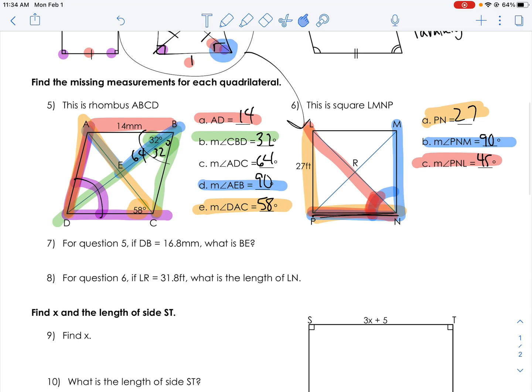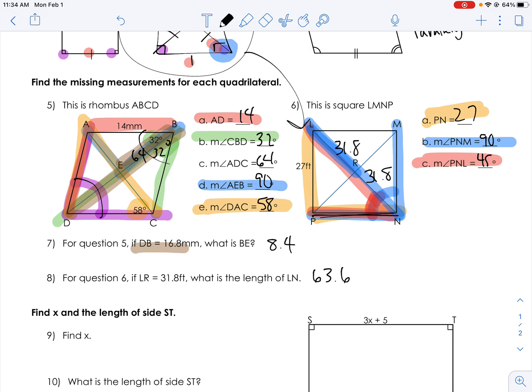And then in question 5, if DB, this whole diagonal, if this whole thing was 16, it wants to know what half of it would be. So that would be 8. In question 6, if LR, or this half, was 31.8, it wants to know what the whole thing would be. Well, that's going to be 31.8 plus 31.8. That's going to be 63.6. You can check in your calculator to make sure.